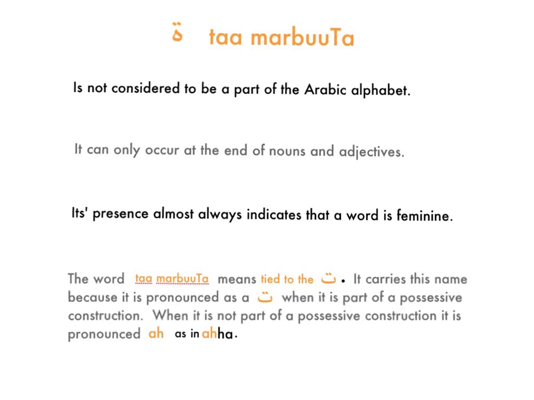And the word ta marbuta means tied ta. It carries this name because it is pronounced as a ta when it is part of a possessive construction. When it is not part of a possessive construction, it is pronounced ah.